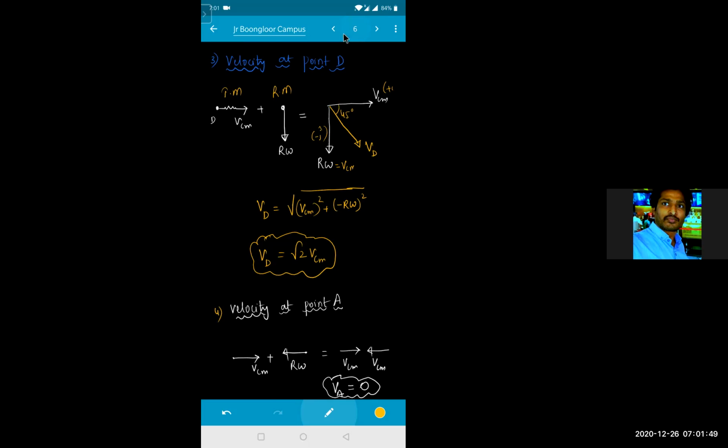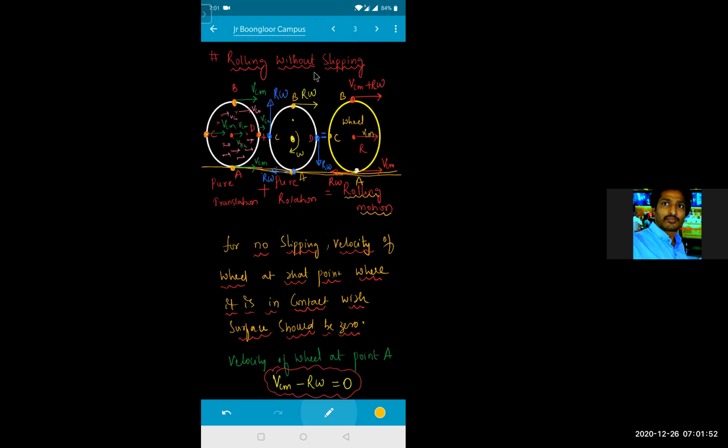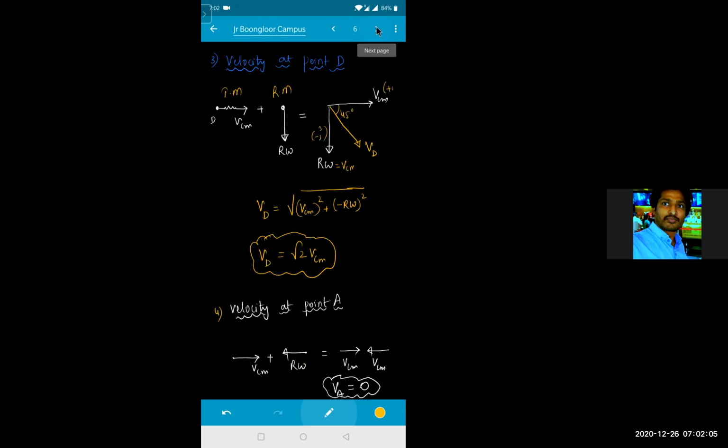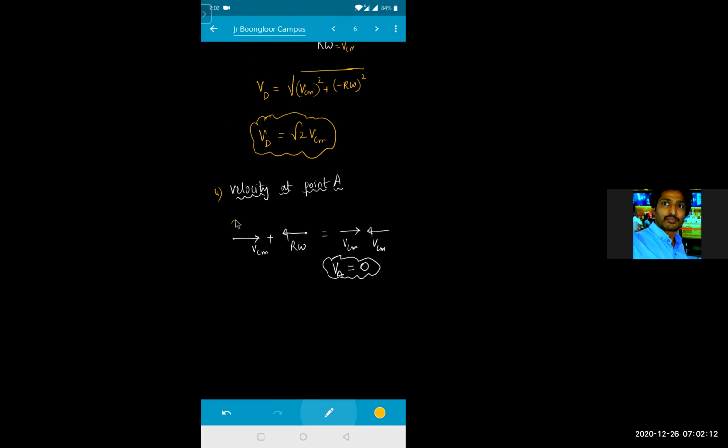Now at point A, where is point A? Can you see? This one. For point A, for pure translatory motion, the direction is front. For pure rotatory motion, it is in the backward direction. If I add both of them, we get VCM and R omega. Velocity at point A: because of the translatory motion it is in the front direction, and because of the rotatory motion, R omega is in the backward direction. R omega is also VCM, so both are equal and opposite. If this is plus and this is minus, the resultant will be zero. So at point A, the velocity will be 0. Is it clear?